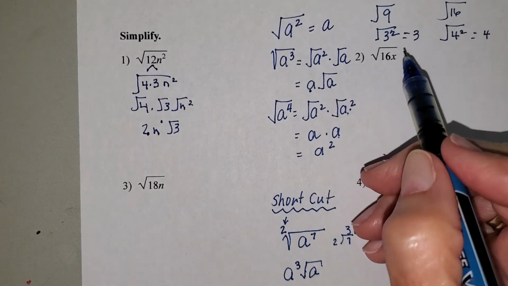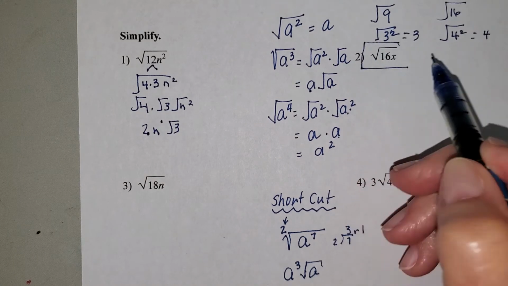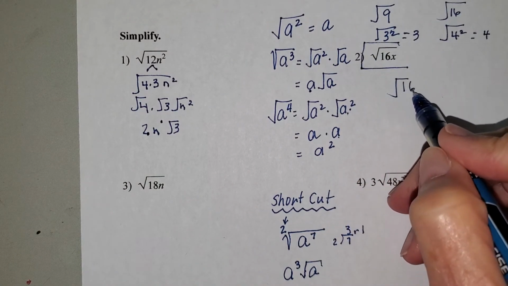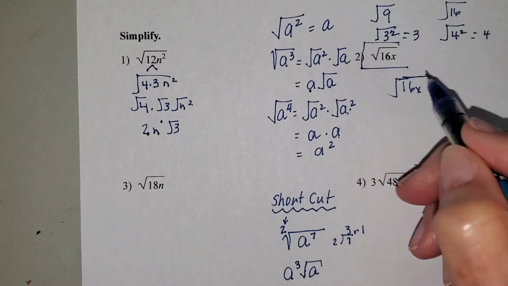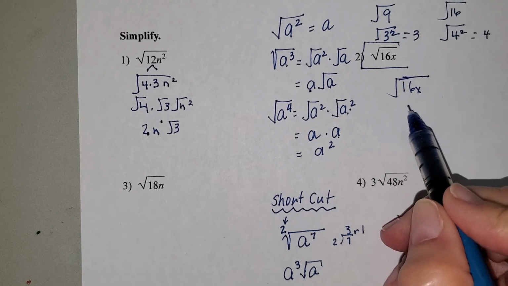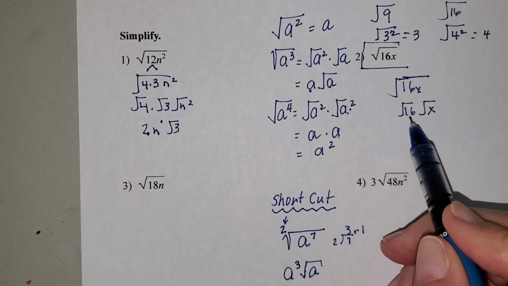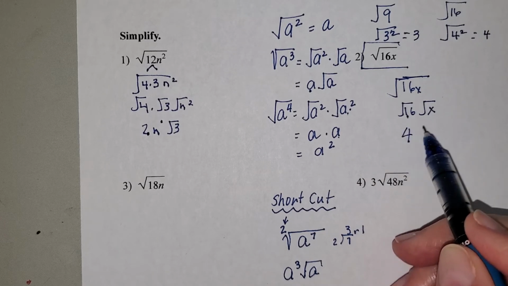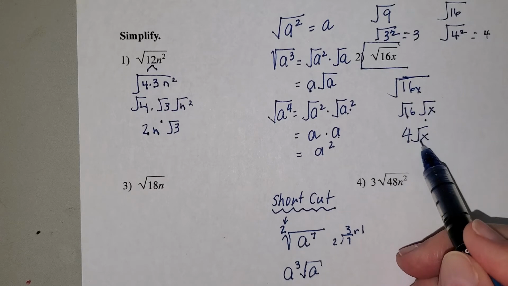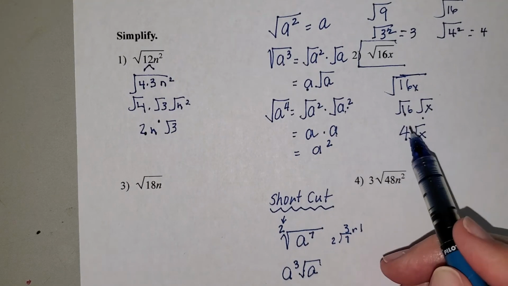Okay, let's look at this guy squeezed over here. I'll write it. Square root of 16x. Can we break this up? Square root of 16 times the square root of x. The square root of 16 is 4. The square root of x we can't do. So this is our answer.